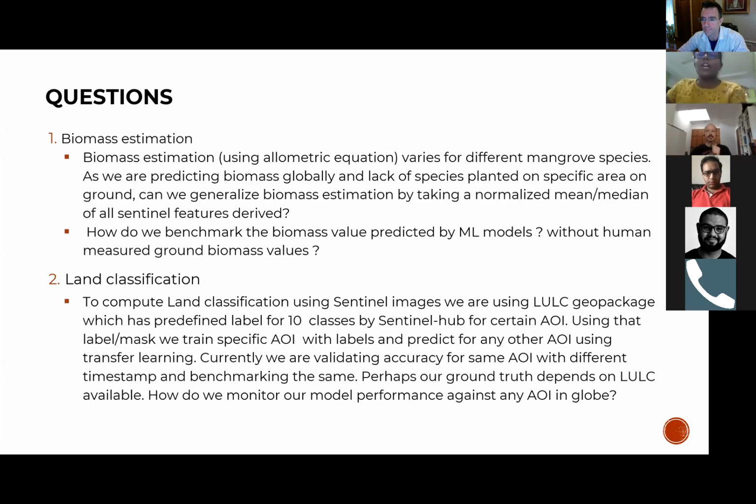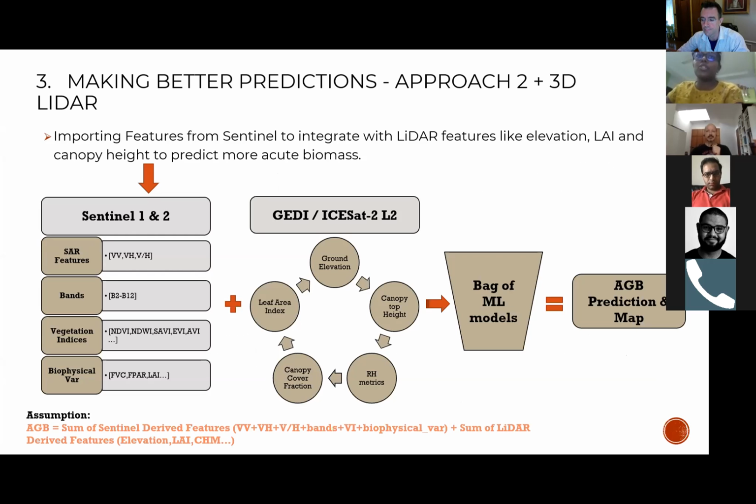Thanks, everyone. So I would like to pass on to Dominic for discussing our approach number 3, where we are planning to combine the features derived from the Sentinel as well as the features we can get from LIDAR waveform details. So I will hand over to Dominic to take it over.